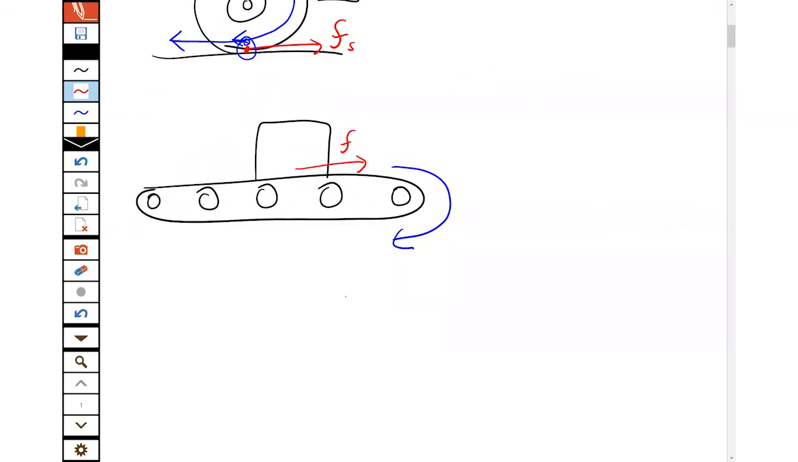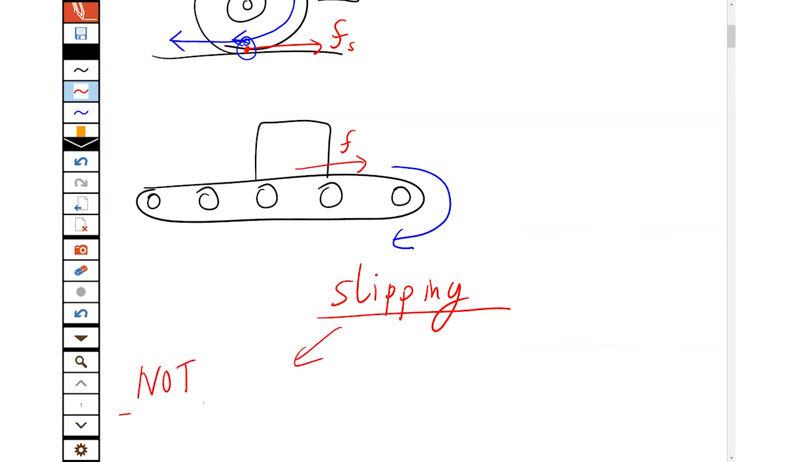So remember, the key word isn't whether something is moving or not, it's whether it's slipping or not. If it's not slipping, then the friction is static. If it is slipping, then the friction is kinetic. Yes, kinetic. Looks like a new dance album.